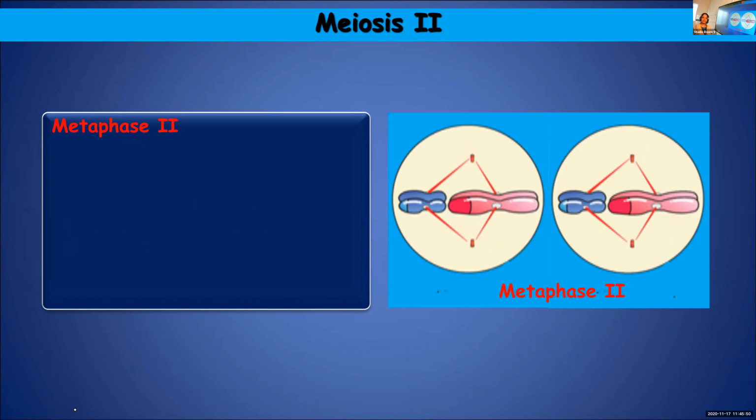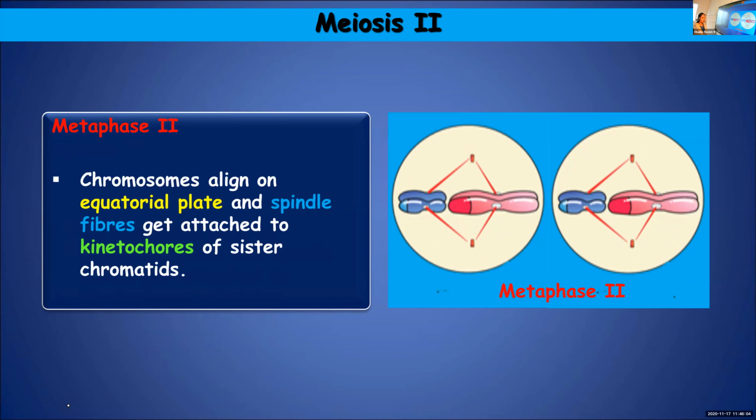Now next is metaphase 2. Both daughter cells will be undergoing metaphase 2 stage. And in metaphase 2 stage, as I told you, M for middle, chromosomes will get aligned at the equatorial plane. How do they get aligned? With the help of spindle fibers. Where are these spindle fibers attached? These are attached to the kinetochores of sister chromatids.